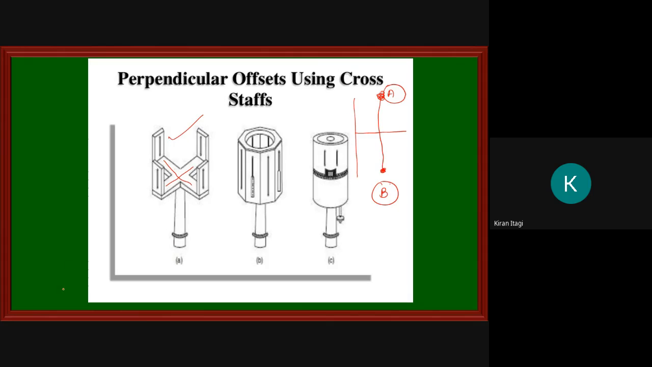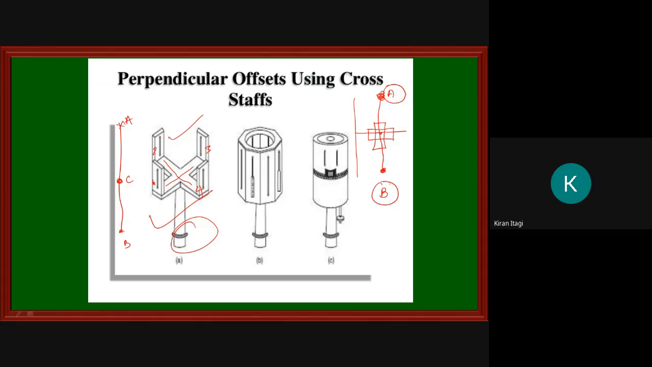I will bring this cross staff here. Here you can see how many holes there are: one, two, three, four. Correct? So what you must do is take this cross staff and bring it to this point. Which point? At the C point. This is A point. This is B point. You should bring it at the C point.